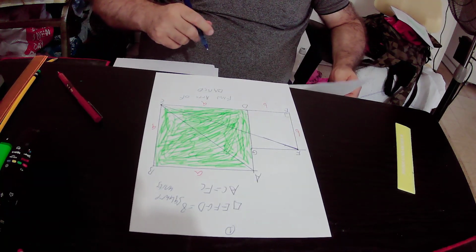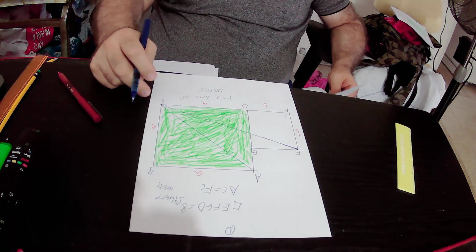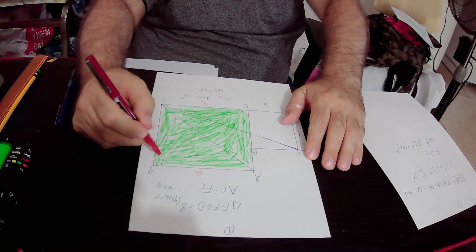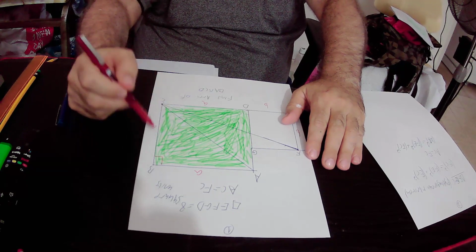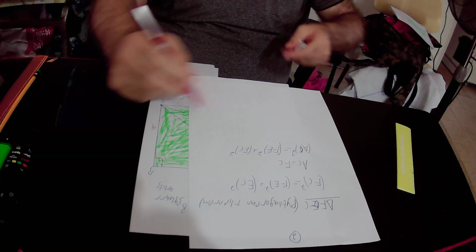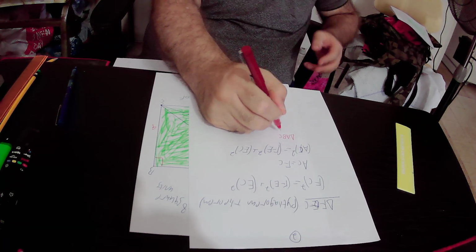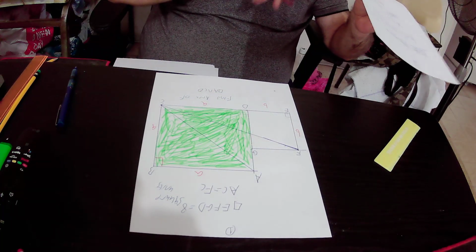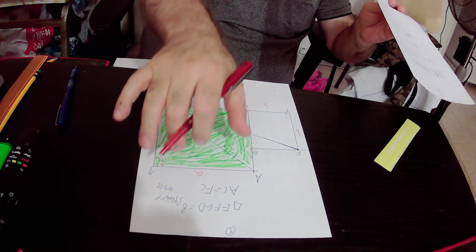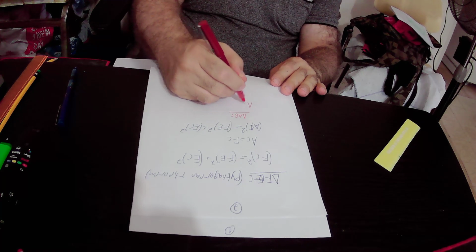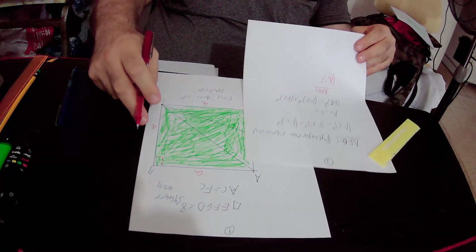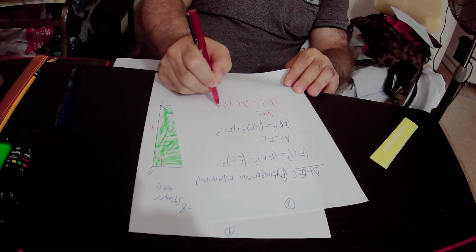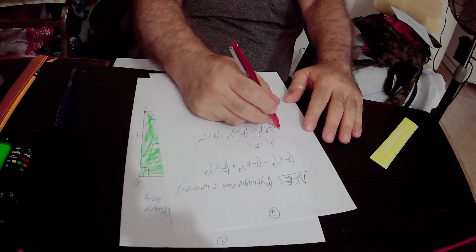Okay, but what is the value of AC? We know that all the angles in a square are equal to 90 degrees, so actually triangle ABC is a right triangle. So in the right triangle ABC, we can implement the Pythagorean theorem. According to the Pythagorean theorem, AC square equals AB square plus BC square. So this will be equation number 1, and this will be equation number 2.